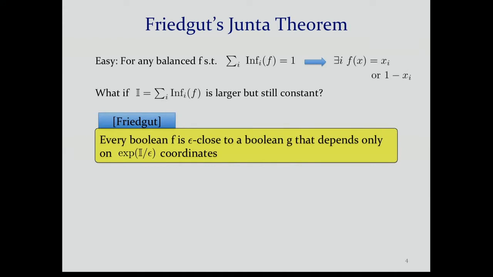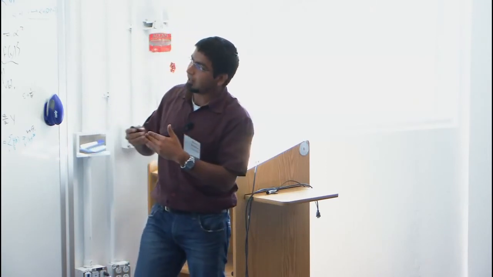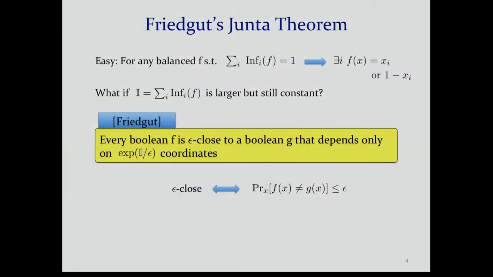Friedgut's theorem says that in fact every Boolean function is epsilon close to another Boolean function which only depends on few coordinates. So let's clarify again. Epsilon close means that the probability that you differ is only epsilon over a random x, and the number of coordinates you depend on is independent of n. That's the most crucial point in the theorem. There's an exponential dependence on the total influence and 1 over epsilon. That'll be largely of no concern for us. Just that it's constant, given constant total influence, right?